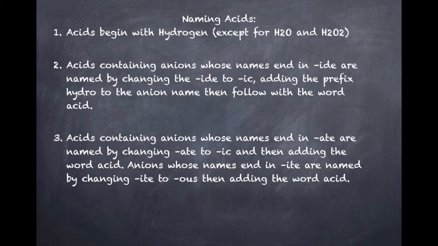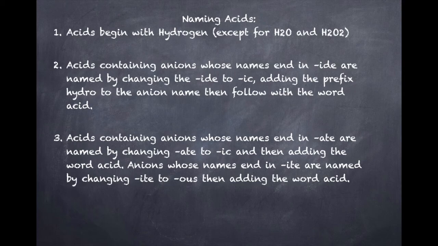If, however, you have an acid that has a polyatomic ion, so for example, it has an ATE ending, that ATE ending is going to be changed to an IC ending, just like what we did before. The only difference is you don't put the hydro in front. So for example, if you have an acid with sulfate, it would be sulfuric acid. Or for example, if you had one with NO3, which is nitrate, it would become nitric acid. So no hydro, just the ic ending.